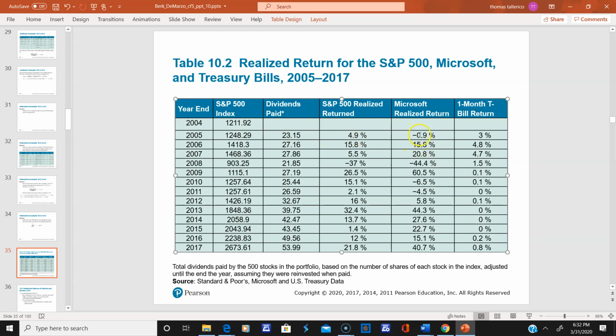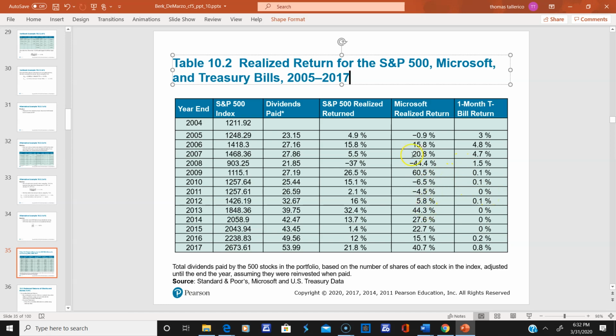Here's numbers for Microsoft. I don't know where they got this. I guess they got this data on Yahoo. So you can get all this data on Yahoo probably. And here are the realized returns for a 1-month T-bill. Notice how small the 1-month T-bill is. So you'll notice that it's not really worth investing in T-bills over the long haul.